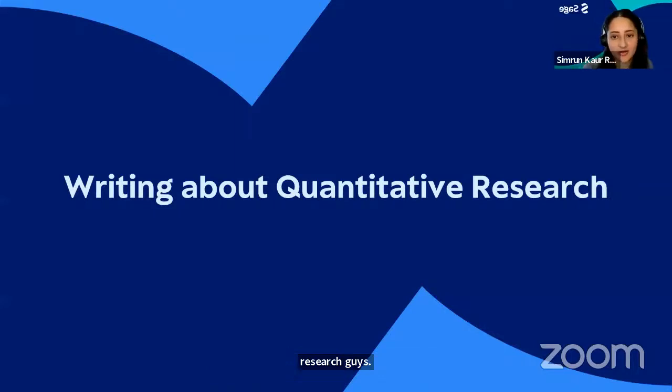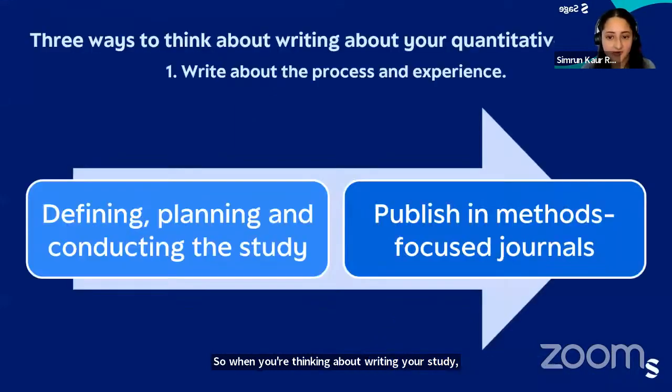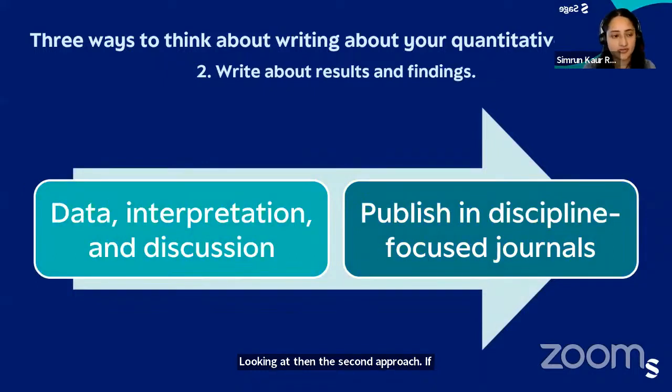So when you're thinking about writing your study, there are 3 approaches that you could take. The first approach being that you could zoom out and think about the process and the experience. So what was the purpose of the study and how did you plan it and how was it carried out? And you would aim to look at publishing that in a methods-focused journal, as that would be their predominant focus. Looking at then the second approach, if you're focusing on results and your findings, you'd want to aim to publish in a journal with the most relevant specialities to your manuscript. So that's why a discipline-focused journal would be ideal.